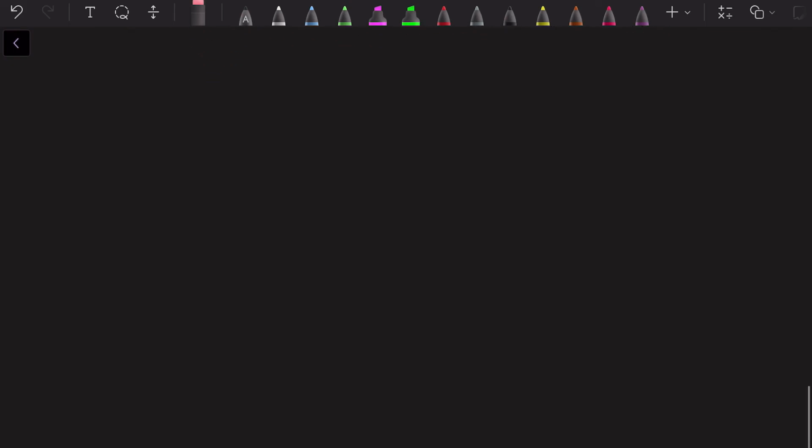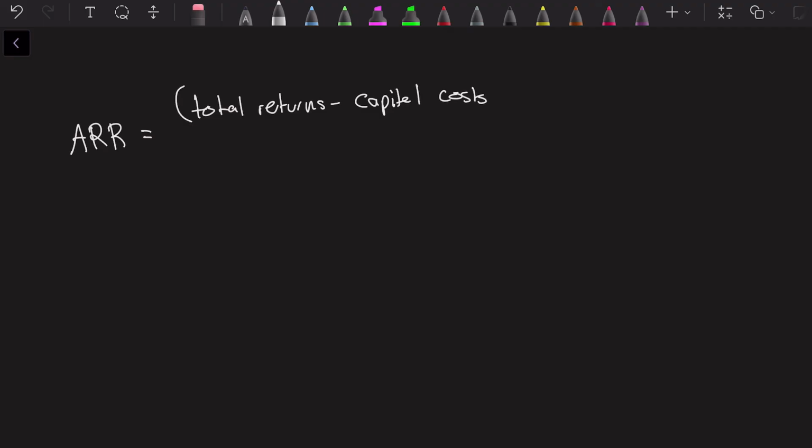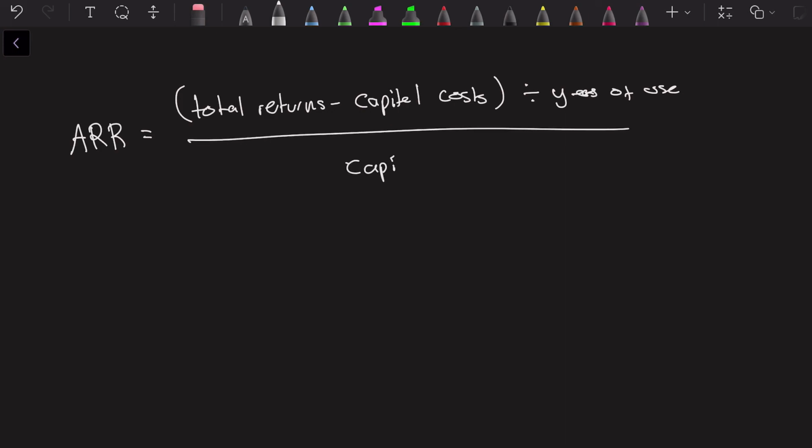The next one is kind of investment appraisal stuff. So we have ARR, which is average rate of return. The formula is in the formula booklet, but it's total returns minus capital costs over years of use. Years of use over that capital cost.